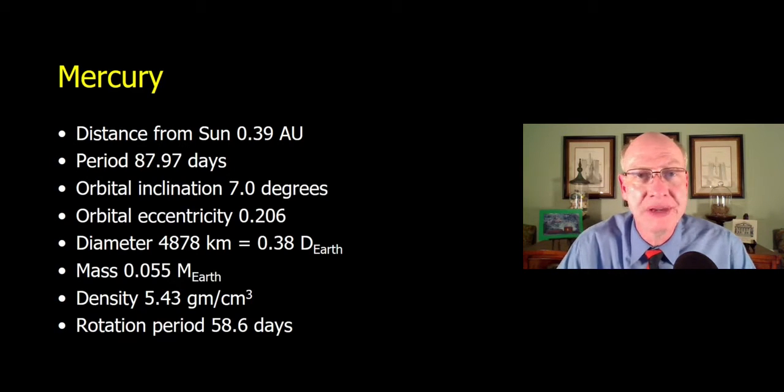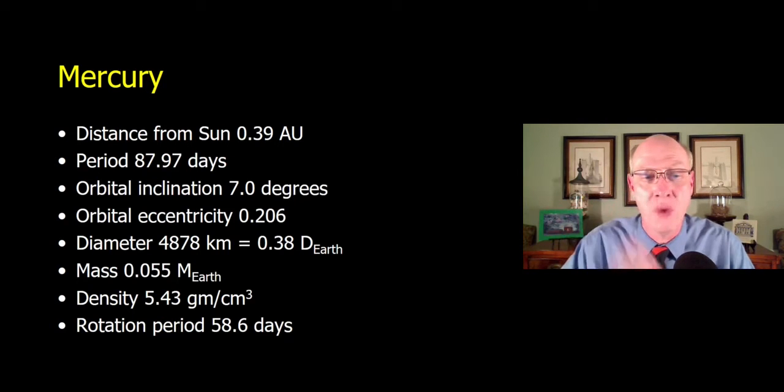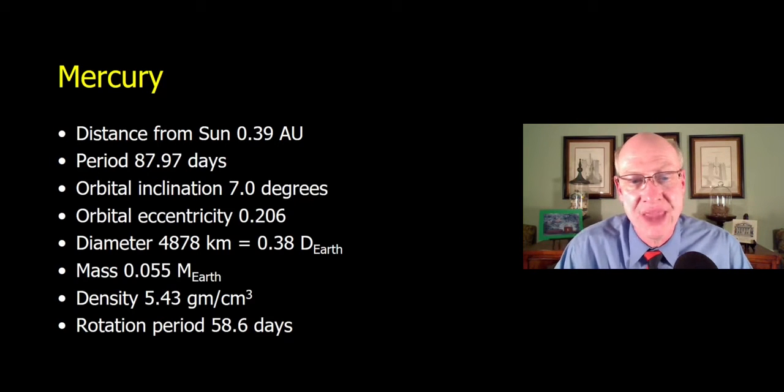And its rotation period is about 58.6 days. So to rotate on its axis one time takes Mercury 58.6 days. Now, it's not obvious from these two numbers, but the rotation period and the orbital period, as we will see here in a few minutes, actually are related to one another.